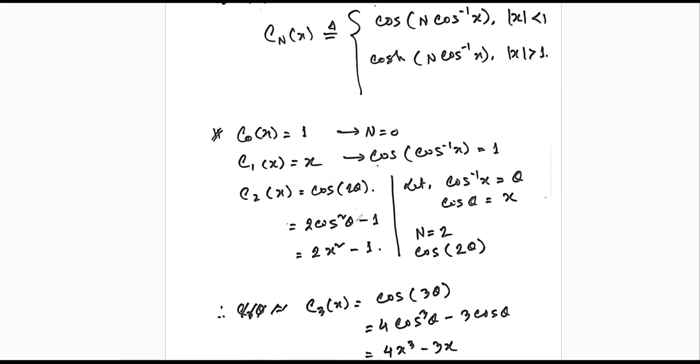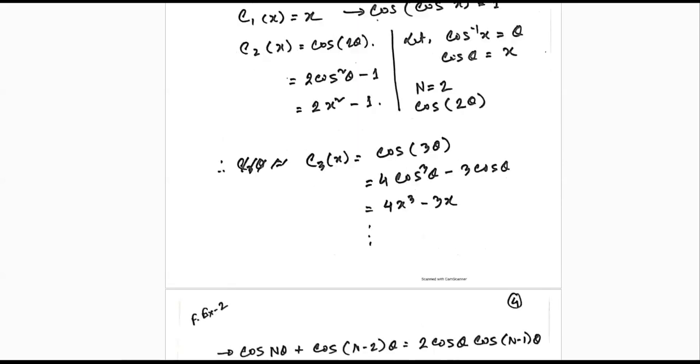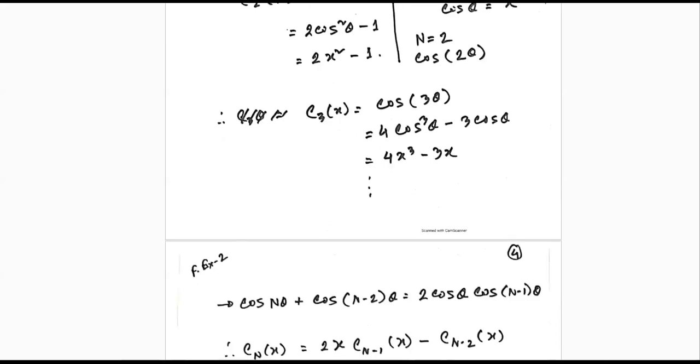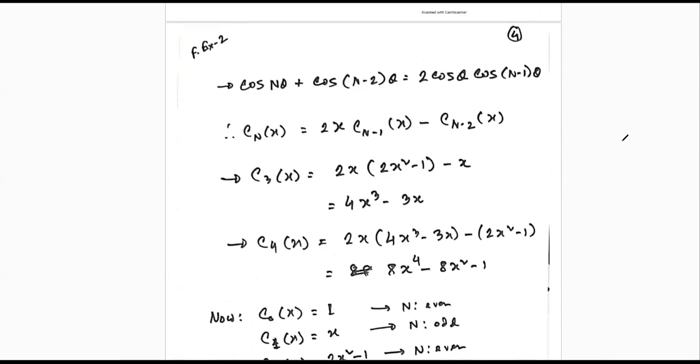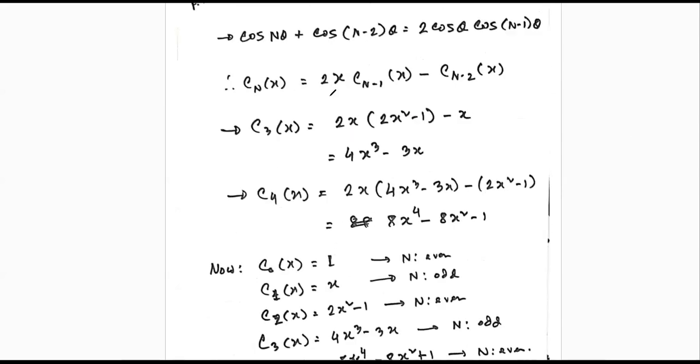So cos 2 theta is equal to 2 cos square theta minus 1 from this equation. So we can write cos theta is equal to x. So that's why twice x square minus 1. This is for n equals to 2. So I believe you understand the thing. For n equals to 3, we can find this: 4x cubed minus 3x. To make it generalized, please go through it yourself, okay?